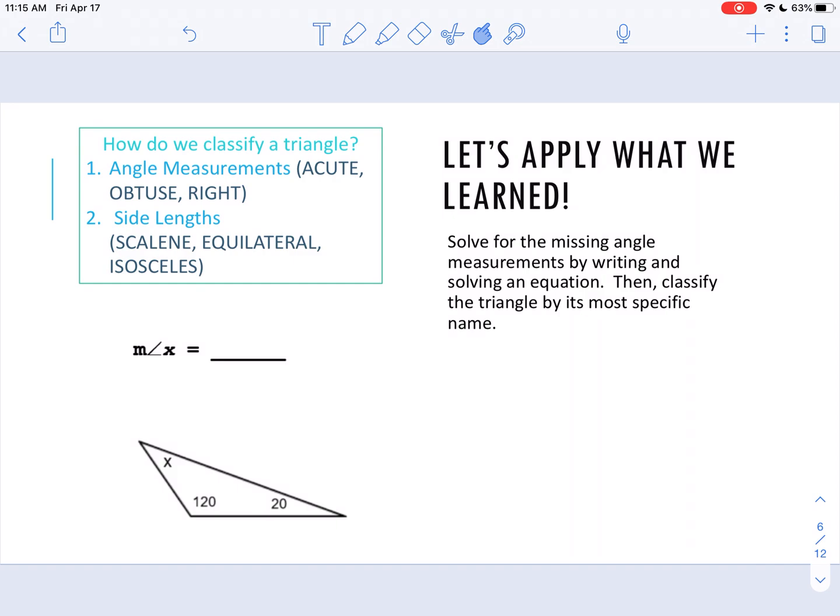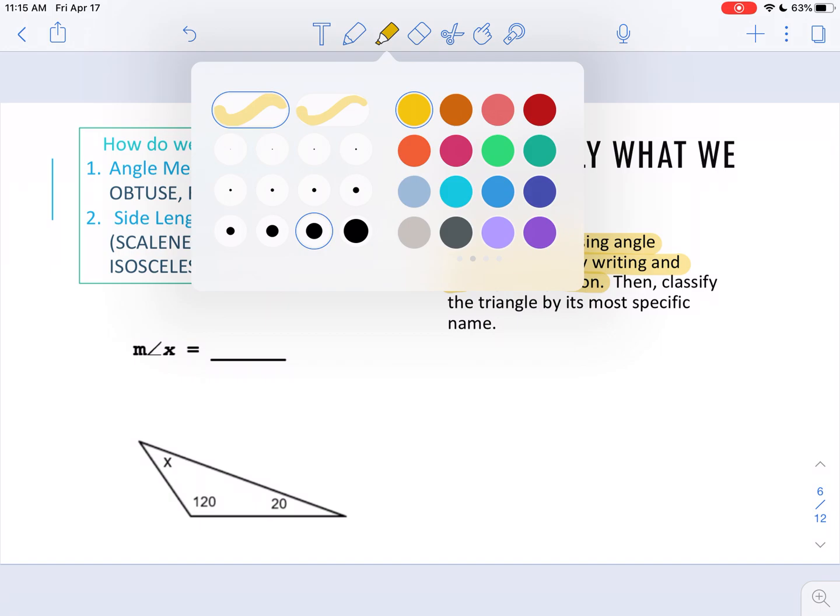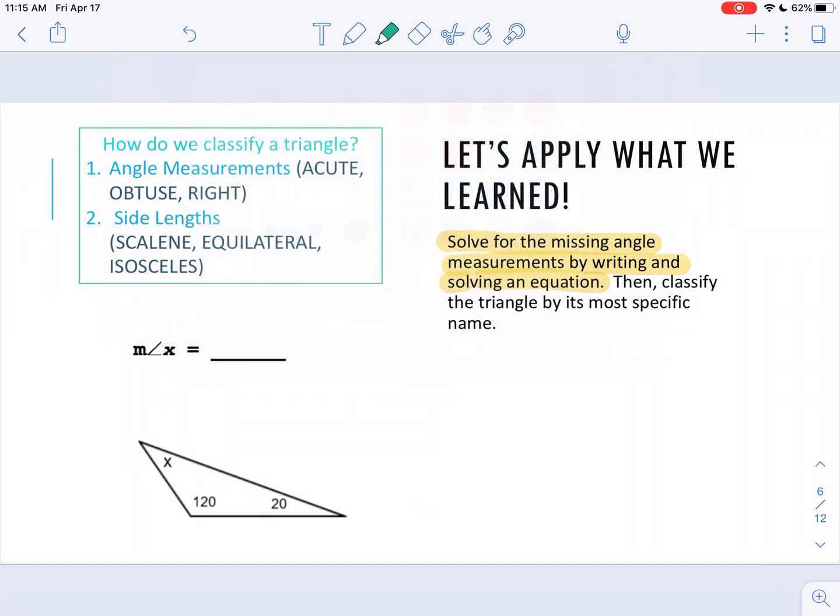So in this example here, we're asked to solve for the missing angle measurements by writing and solving an equation. Okay, all right, so we're heading back a little bit into our algebra skills. That's okay. And then they want us to classify the triangle by its most specific name. All right, let's get started. So the first thing we're going to do is to create an equation to solve for the missing angle measurement.